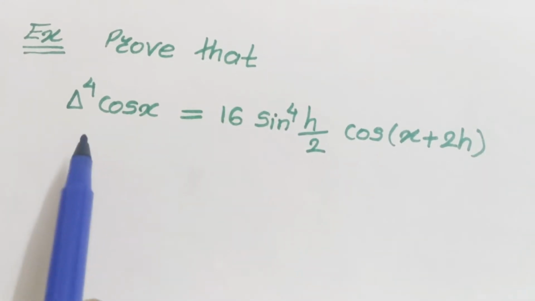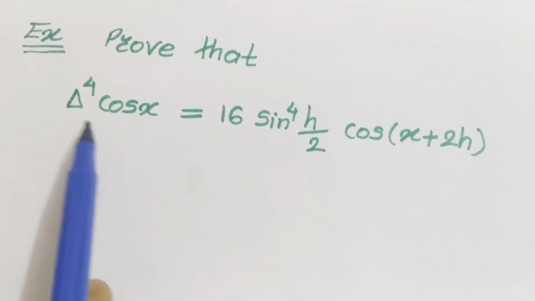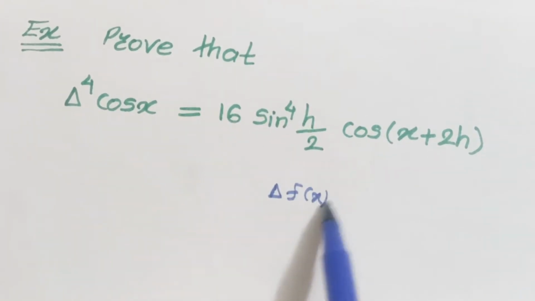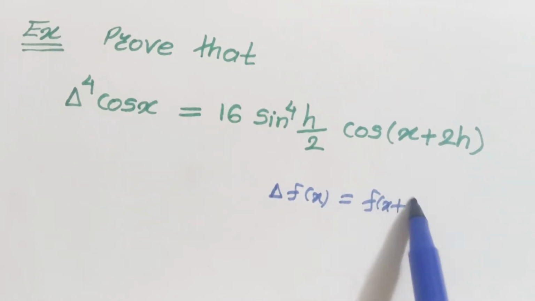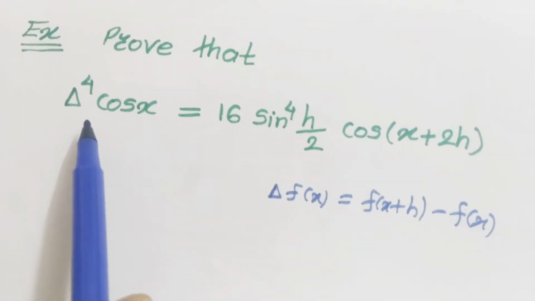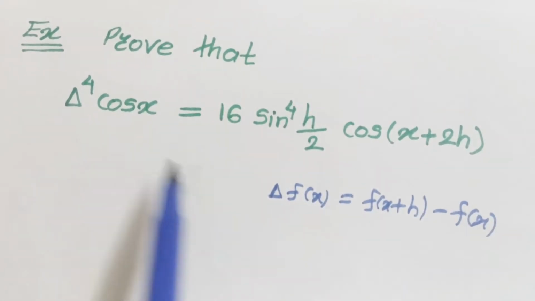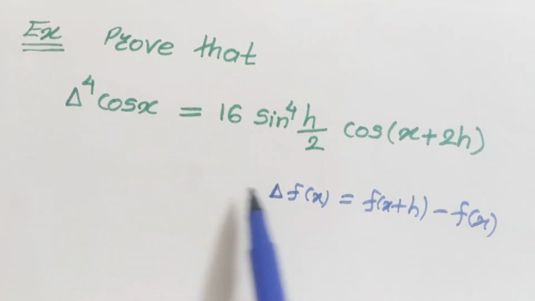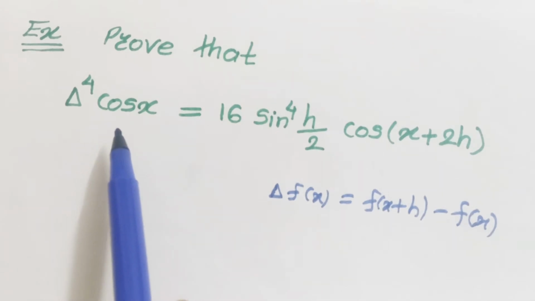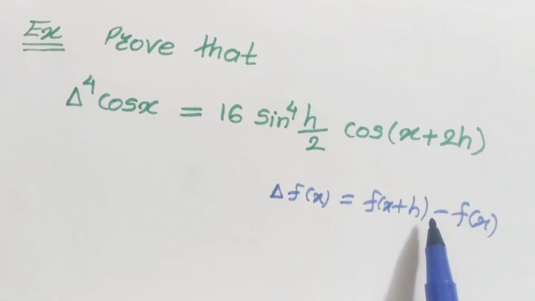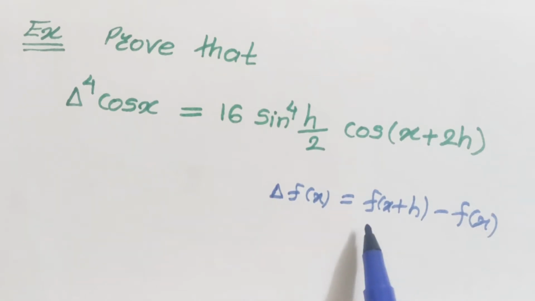In the last lecture I discussed the definition of the delta operator, that is delta of f of x equals f of x plus h minus f of x. Now here we have to apply delta four times on the left hand side. That means first time we get this value, then again apply on this. If we apply it four times, then this question will be very difficult, because we get cos x plus h minus cos x, then we have to use the formula cos a minus cos b, then again apply the delta operator, again the same formula.